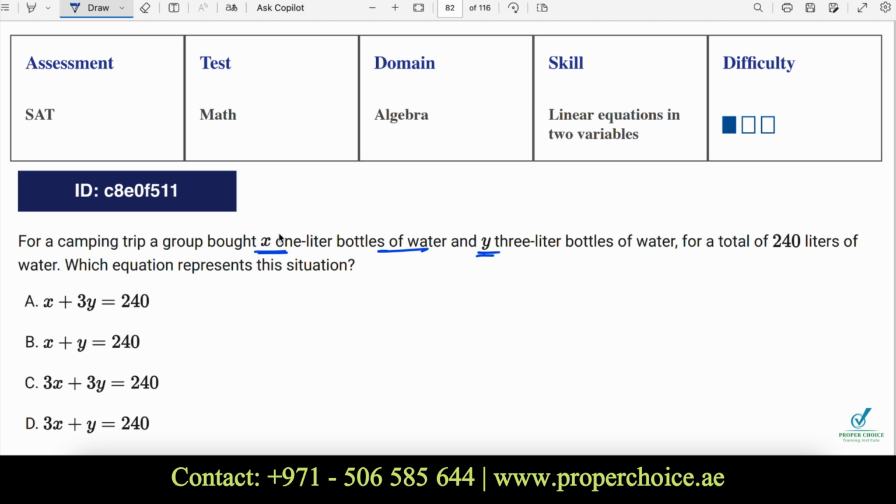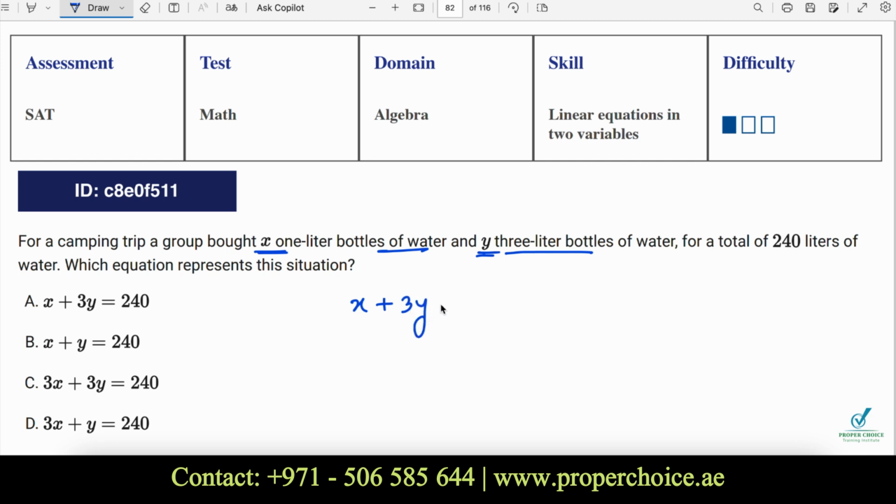As they are clearly telling, the camping trip bought x number of bottles whose size is 1 liter each. So the total water contributed by these bottles is going to be x, plus they bought y number of bottles whose size is 3 liters each. So the total water contributed by y bottles is going to be 3 times y.